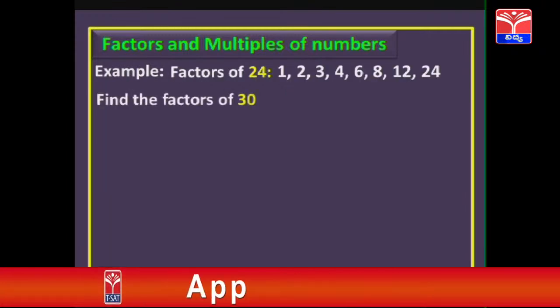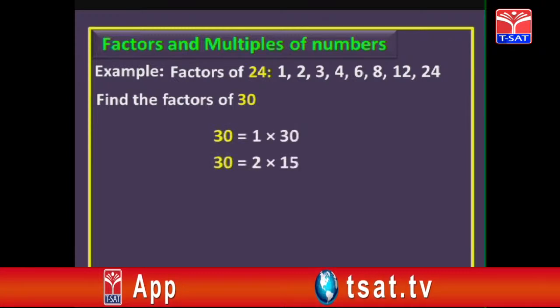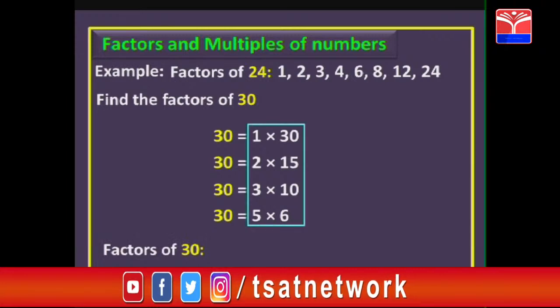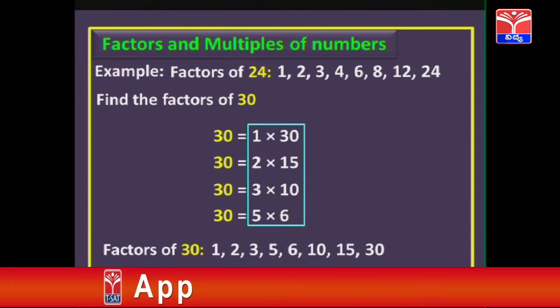Now, take a look at another example, children, that is factors of 30. Again we write 30 as shown, that is equal to 1 into 30 or 2 into 15 or 3 into 10 or even we can write it as 5 into 6. Again, what will be the factors here, children? Yes, you are absolutely right. That is 1, 2, 3, 5, 6, 10, 15 and 30.